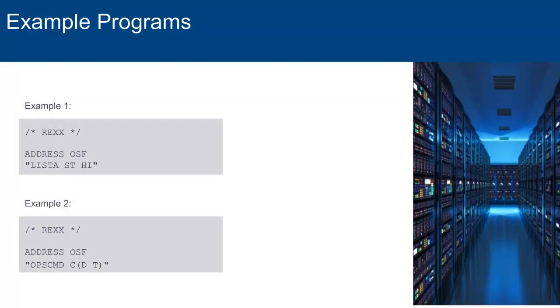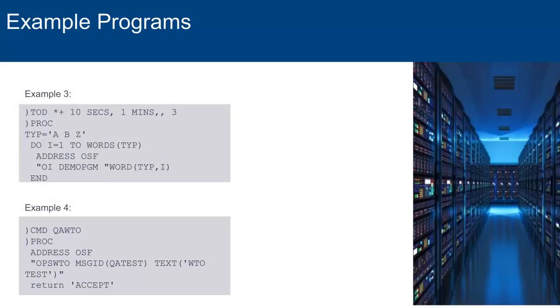This slide shows two examples of Rex coding using Address OSF. Example 1 shows how to issue a command to get OSF server allocations. Example 2 uses Rex code and utilizes the Ops CMD POI to display the system time.